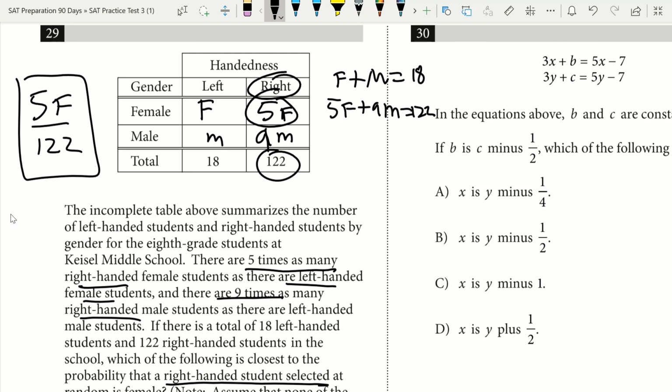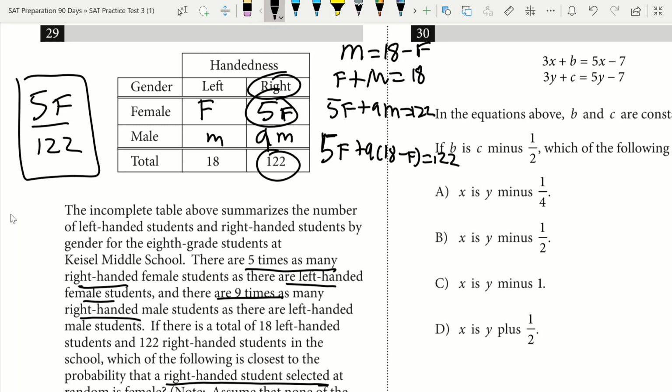So now we're going to want to substitute in a value of F for M, right? If we rearrange our equation up top, we would have M equals 18 minus F. We'd subtract F from each side, and we'd see that M equals 18 minus F. So at that point, we'd plug that in for that 9M. So we're going to have 5F plus 9 times 18 minus F, and that's going to equal that 122.